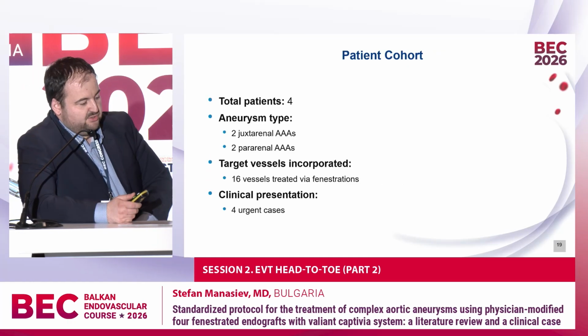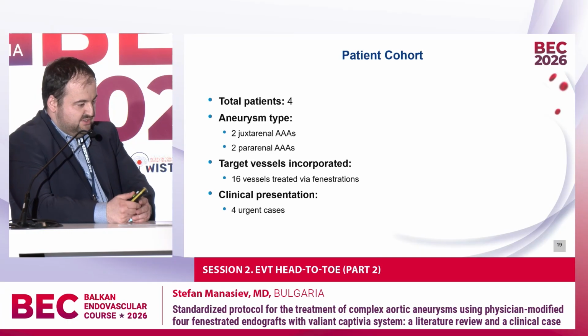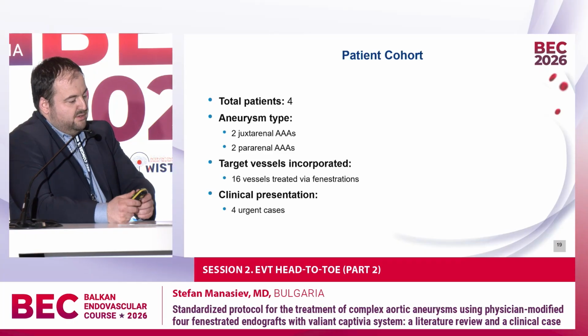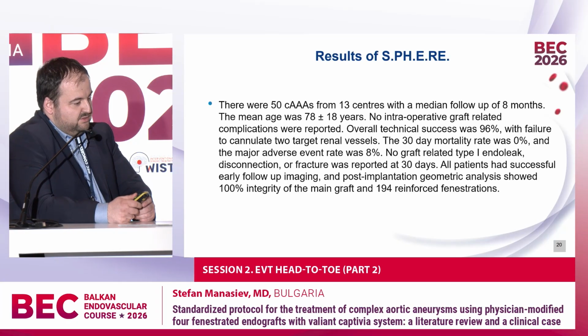This is our patient cohort. Total patients of 4 aneurysms, type 2 juxtarenal, 2 pararenal, 60 vessels treated with fenestrations. All presentations were early urgent patients.